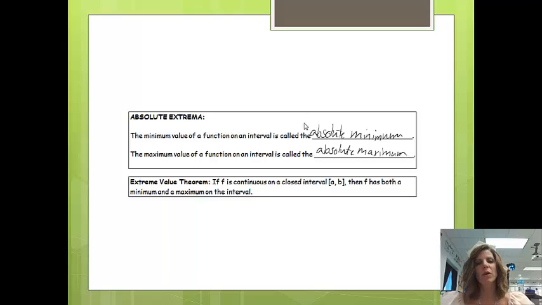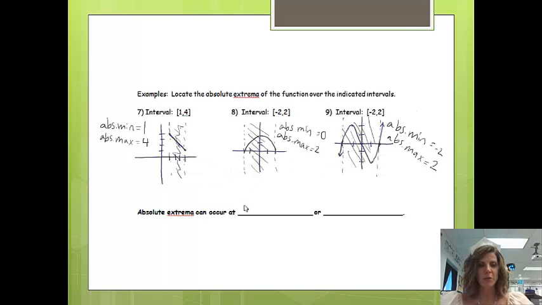Okay, and what we're going to be doing is actually dealing with an interval. We'll be looking for what is the highest y value that we're going to reach and what is the lowest value that the function will reach. And again, I'm just going to put this in parentheses to remind us that these are actually y values. Absolute extrema can occur either at an endpoint of an interval, or at the critical numbers of the interval.